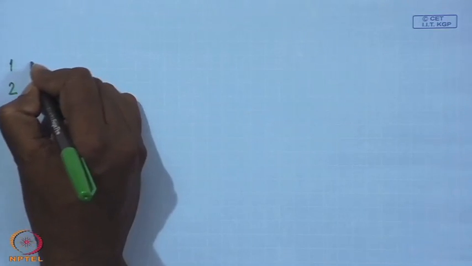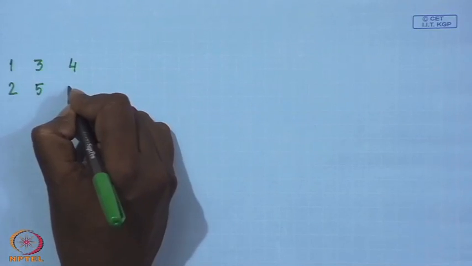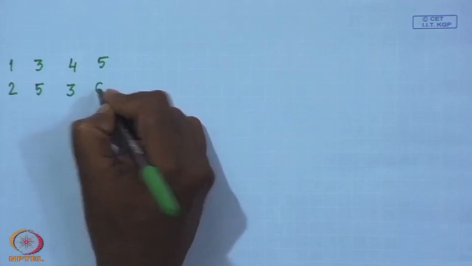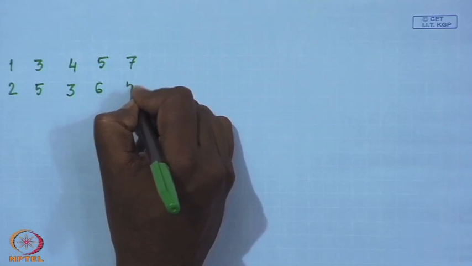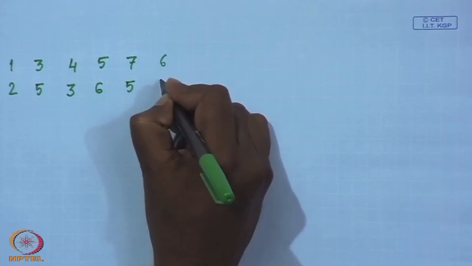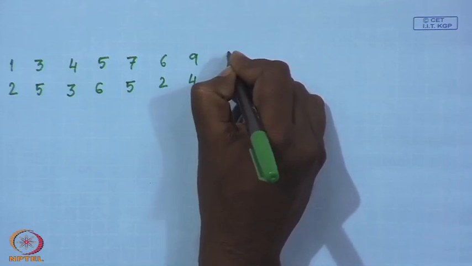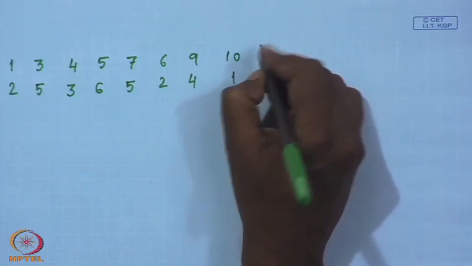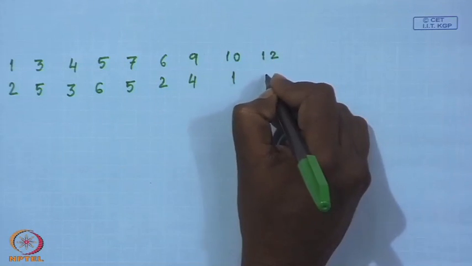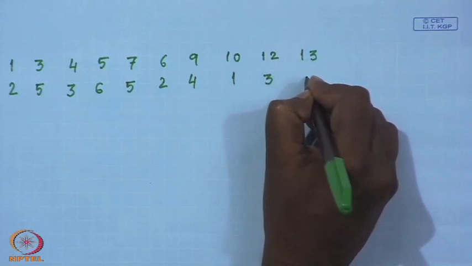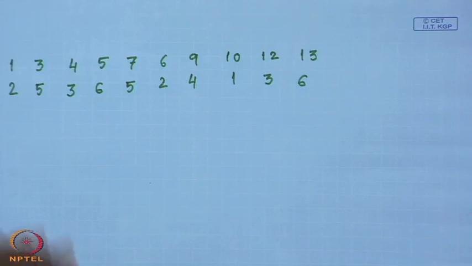So, first let us find out the covariance matrix. To find out the best projection direction, we have to consider all these feature vectors together, forgetting about their class belongingness. So, we have the feature vectors (1, 2), (3, 5), (4, 3), (5, 6) and (7, 5) from class omega 1, and (6, 2), (9, 4), (10, 1), (12, 3) and (13, 6). These are the feature vectors from class omega 2. And considering all these feature vectors, I have to find out the covariance matrix.